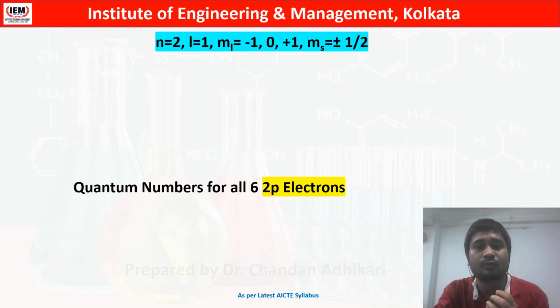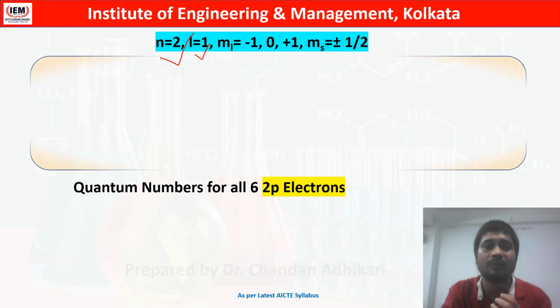Definitely for 2p electron n equals 2, and as it is p, definitely it will have l equals 1, because l equals 0 is s, 1 is p, 2 is d and 3 is f. So if l equals 1, ml can have only 3 values, minus 1, 0 and plus 1, and ms can have only 2 values, plus half or minus half. So how to give that?